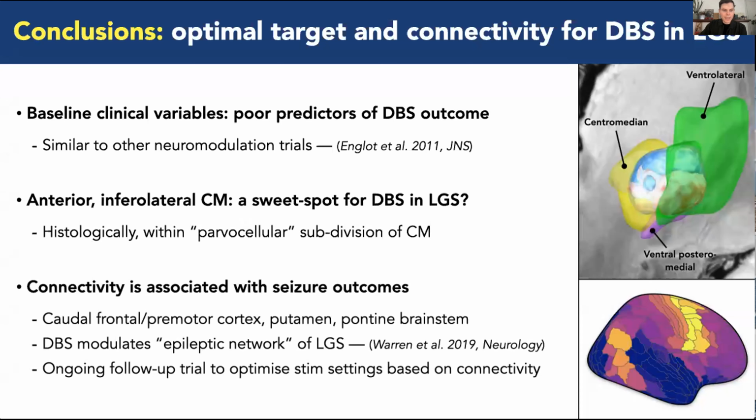And lastly, connectivity analyses using open access data really allowed us to ask clinical questions which otherwise wouldn't have been possible given the significant obstacles involved in acquiring advanced MRI in this population. And so this showed that connections to remote areas known to drive seizures were most associated with benefit, particularly frontal and premotor cortex, the putamen, and brainstem. So we think this is exciting because it lays the groundwork for adjusting stimulation based on these patterns of connectivity.